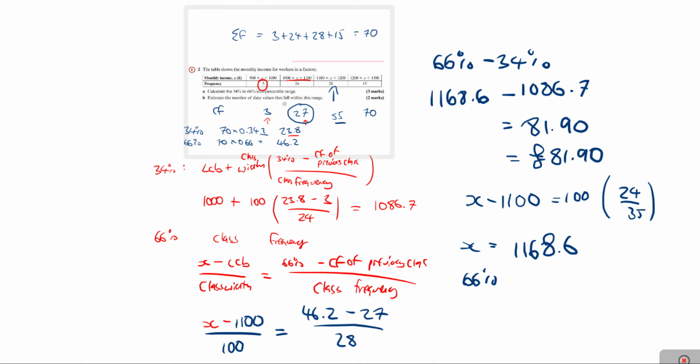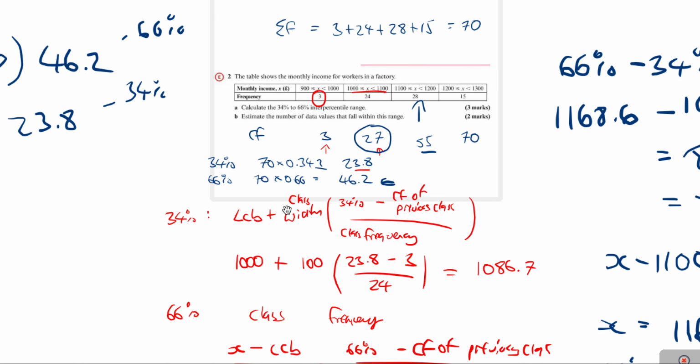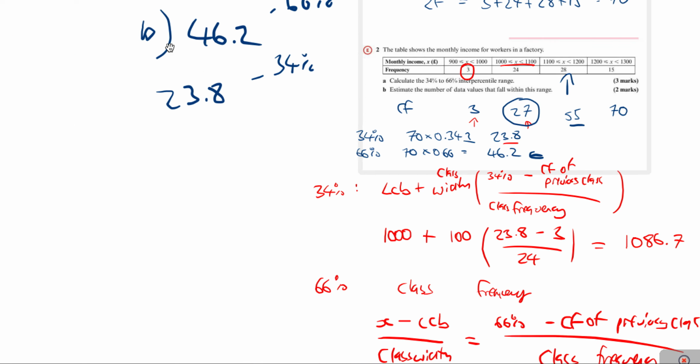The next one that we have is estimate the number of data values that fall within this range. So question B, so in terms of the data we're looking at the frequency. So in terms of the frequency at 66%, it's at 46.2, that's what we found before, and at the 34% value we have 23.8. So essentially each one of these is a data value. Obviously we're only really interested in whole ones because you can't have part of a worker. So essentially what this question's asking is how many workers fall between the 66% and 34%.